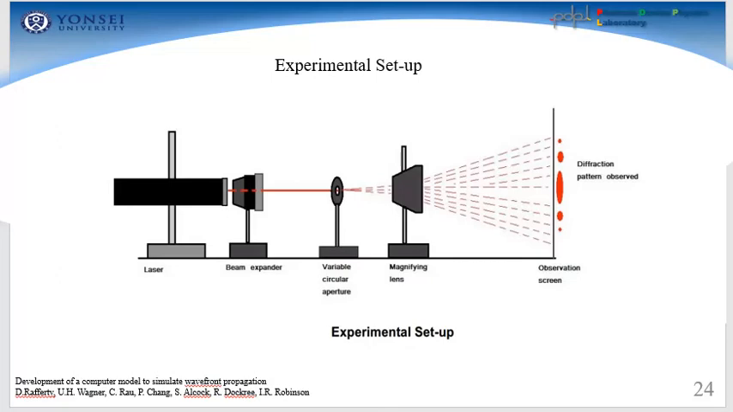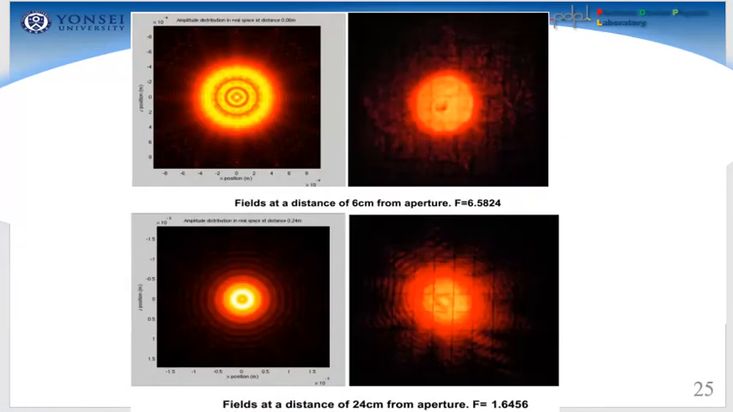Okay, let's talk about the experimental setup. In this setup, I use a laser, which is coherent and monochromatic, with a circular aperture which has variable size, and an observation screen, which gives us the pattern. This setup is used to test the validity of calculations for the computer simulation against experimental data.